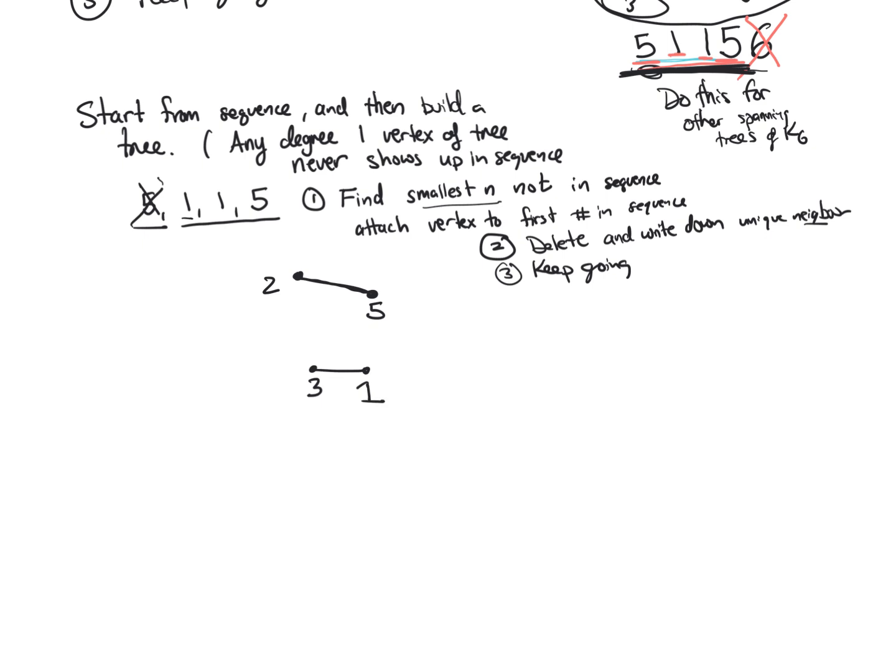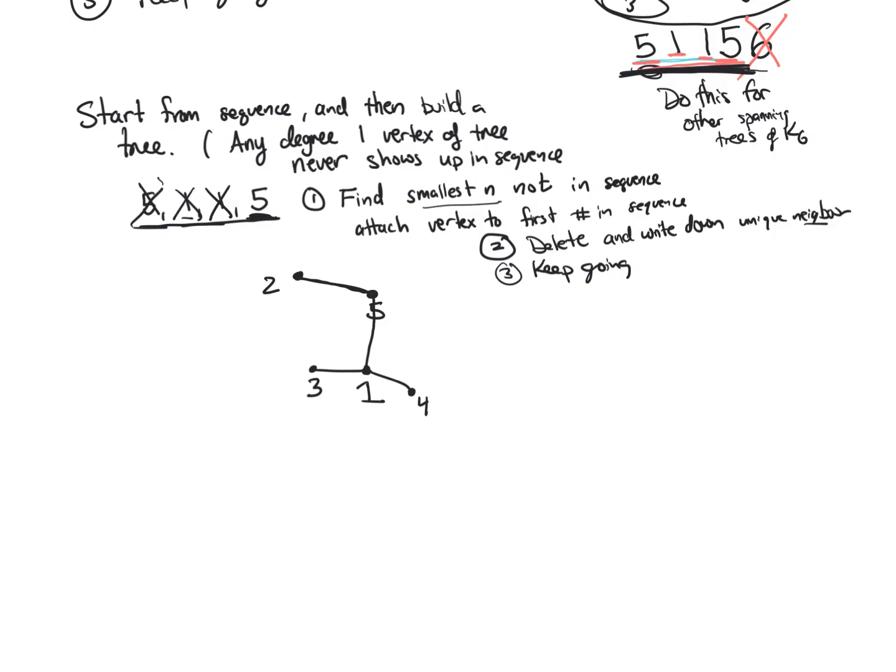Then you do the same thing. Throw out the 1. Smallest one is now 4. Attach it to 1. Do the same thing. Now it becomes a little more interesting because before the sequence had 5s and 1s, now the sequence only has 5. Okay. So what's the smallest number not in this sequence? It's 1. And you attach it to the vertex that just had 5.